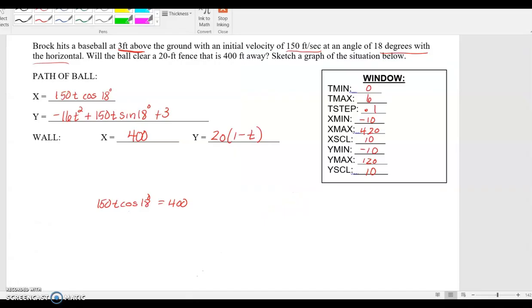To solve this algebraically, I'd have to take the horizontal component and set it equal to 400. And I would solve this for t using my graphing calculator. When I find what this t value is, I would need to plug it in here where I'm putting a star to get that vertical distance. That is the time that the ball is 400 feet away. To get that height, we would plug it into the y and we would get that answer.